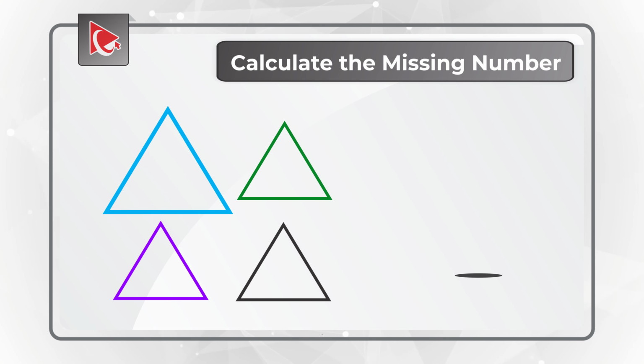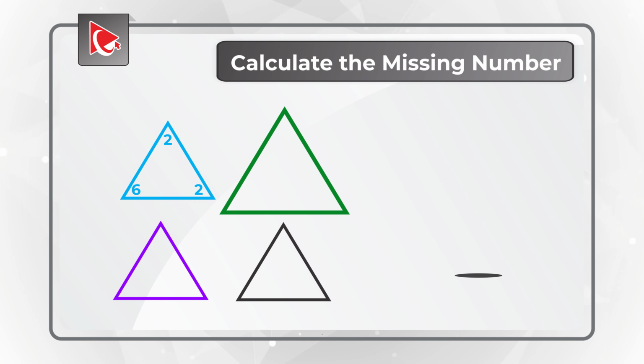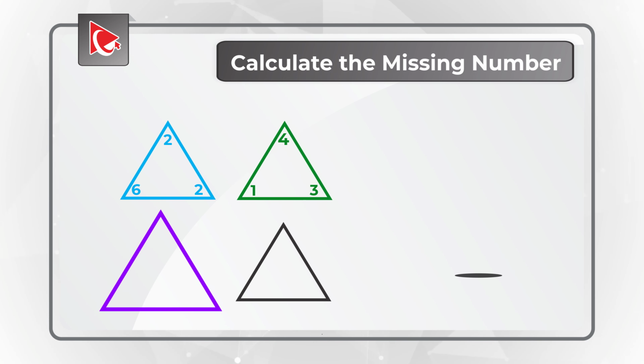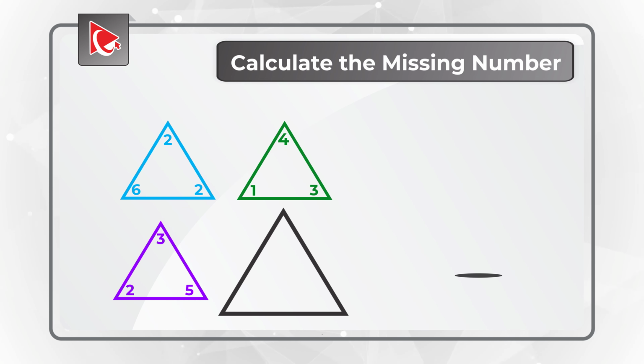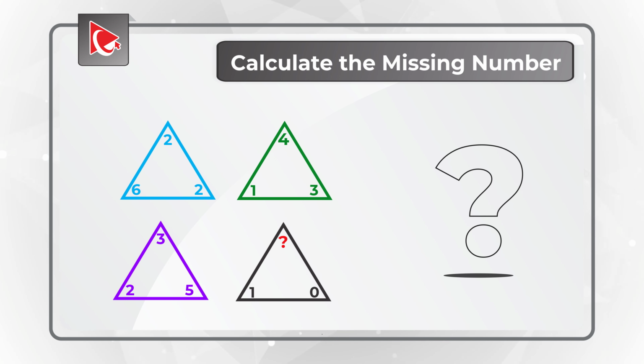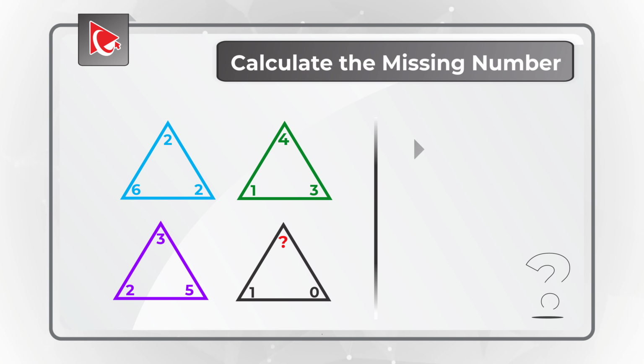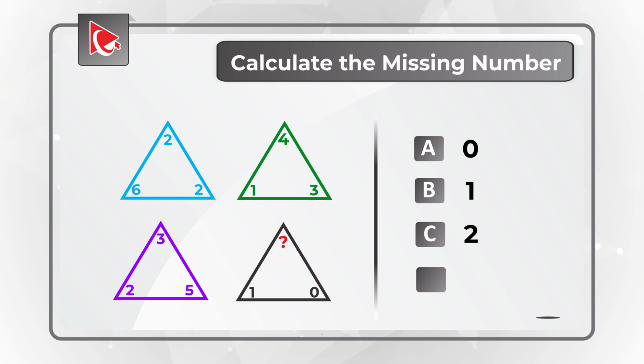The first, bottom left corner blue triangle has numbers in the corners 2, 2, and 6. The green triangle next to it in the upper right corner has numbers 4, 3, and 1. The purple triangle in the bottom left corner has numbers 3, 5, and 2. And then the last triangle, the black triangle, has numbers 0, 1, and then in the upper corner there is a missing number which you need to calculate based on the 4 different choices. Choice A, 0, choice B, 1, choice C, 2, and choice D, 3.